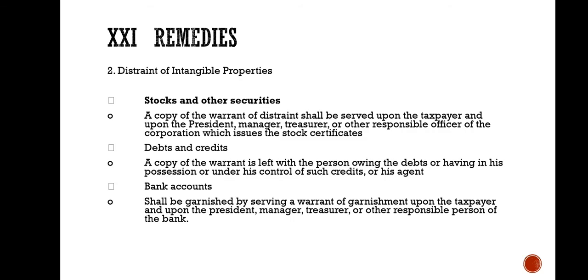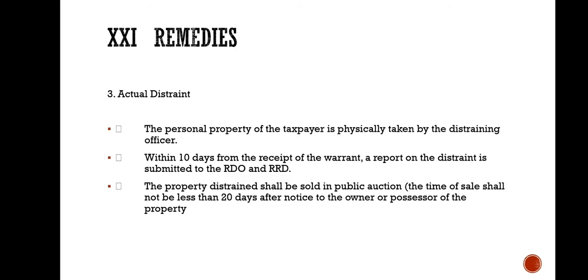In case of bank accounts, it shall be garnished by serving a warrant of garnishment upon the taxpayer and upon the president, manager, treasurer, or other responsible person of the bank. In case of actual distraint, the personal property of the taxpayer is physically taken by the distraining officer. Within 10 days from the receipt of the warrant, a report on the distraint is submitted to the RDO and RRD.